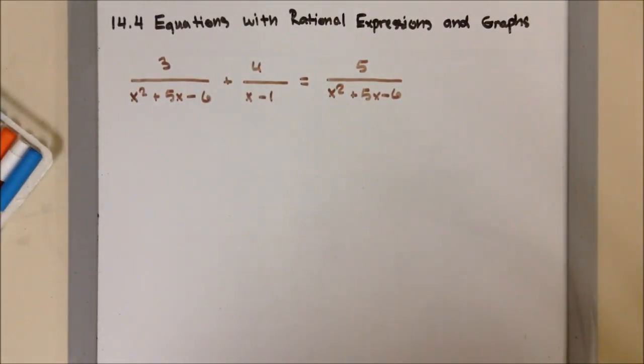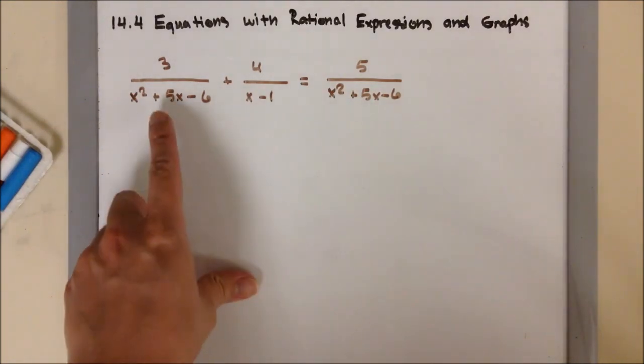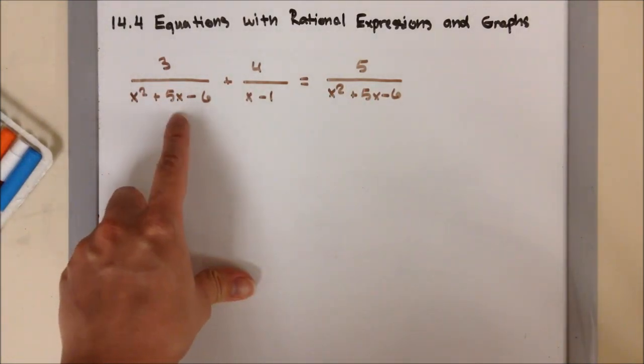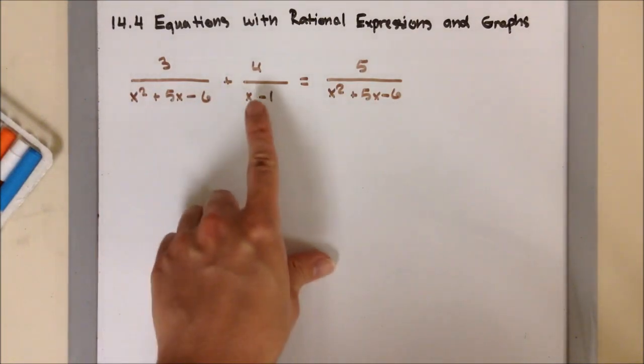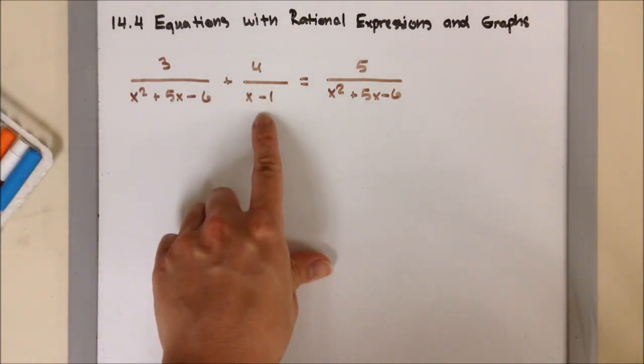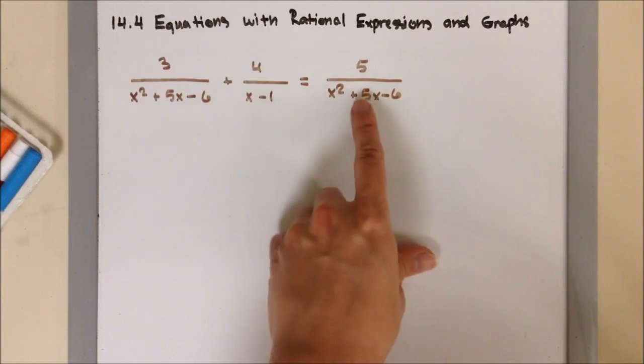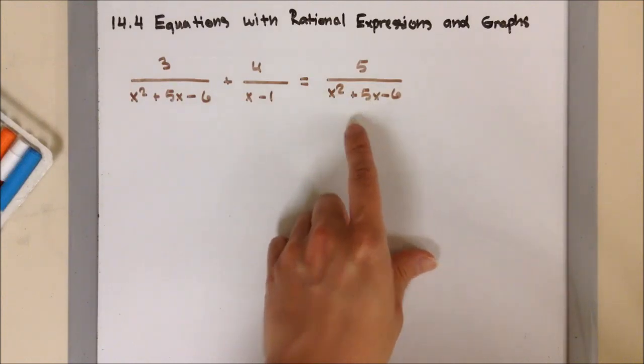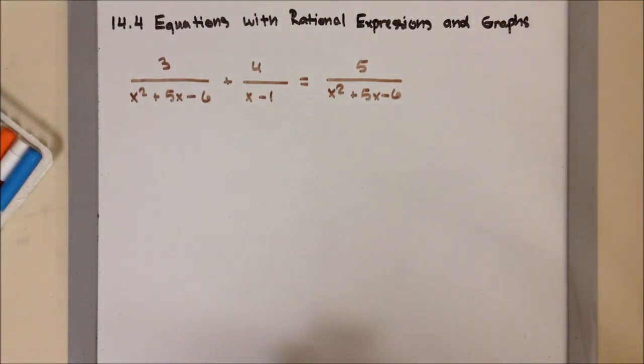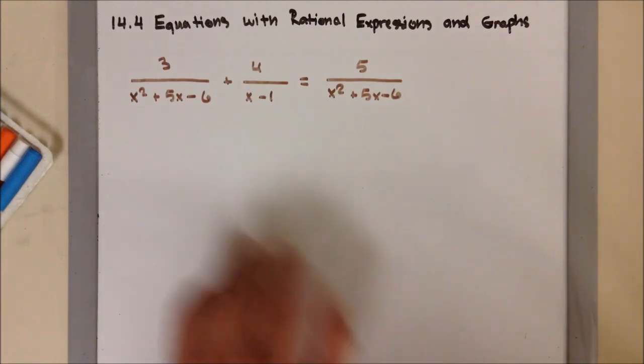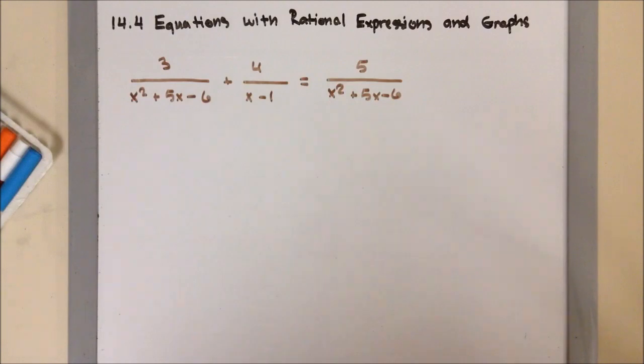Here we're going to be focused on solving rational equations. So let's take a look at our first example. I have 3 over x squared plus 5x minus 6 plus, in our second fraction, 4 over x minus 1 equals 5 over x squared plus 5x minus 6. In order to solve rational equations, we need to factor the denominators and identify our LCD.